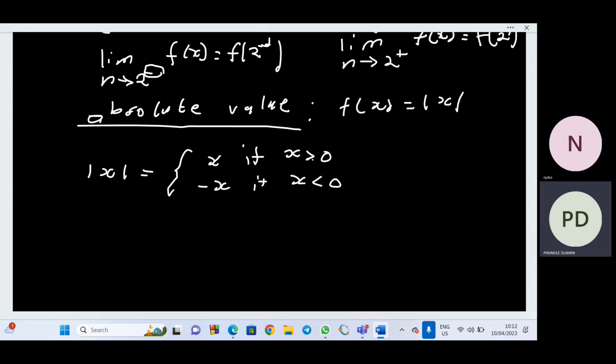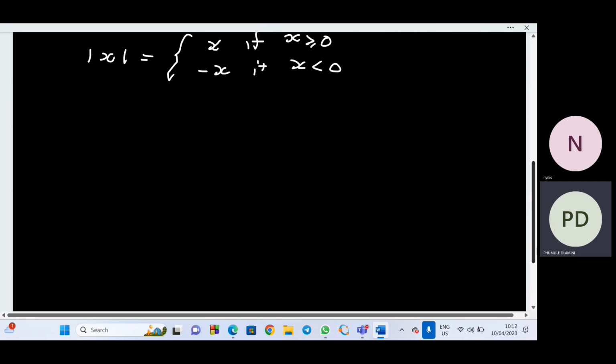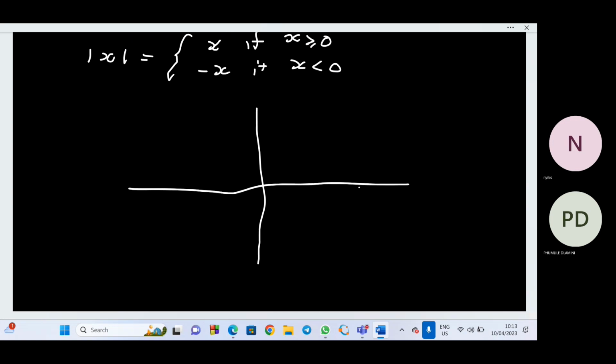So here it is going to be greater than or equal to 0. And for this absolute value of x, when x equals 0, it means that if you have to draw the absolute f of x in a Cartesian plane of x and y, then in the Cartesian plane, the graph goes this way.